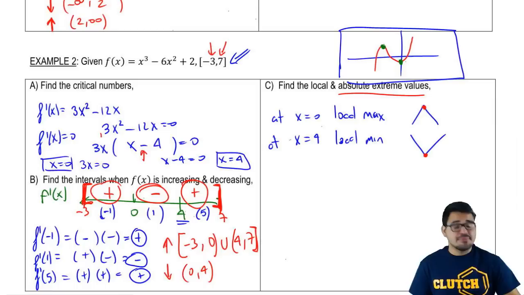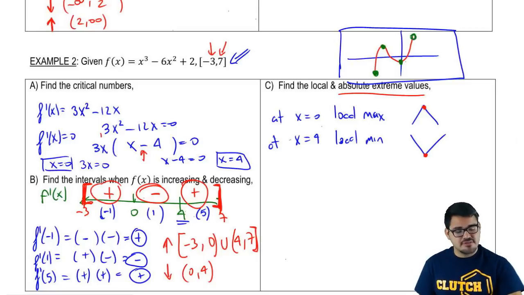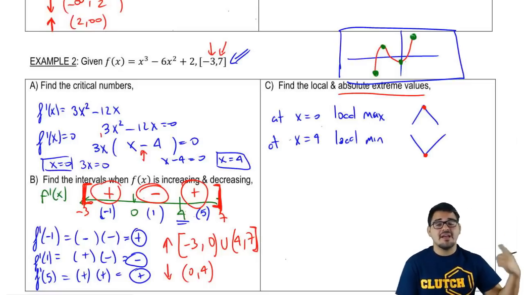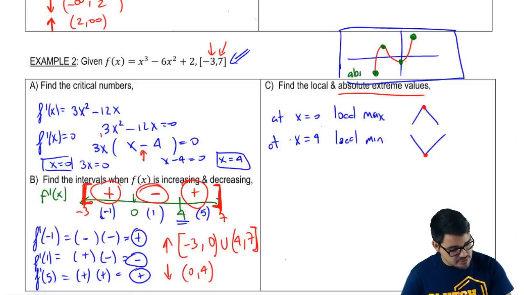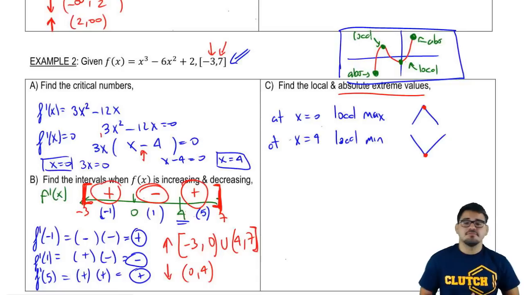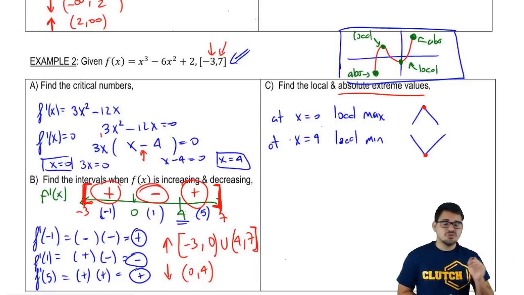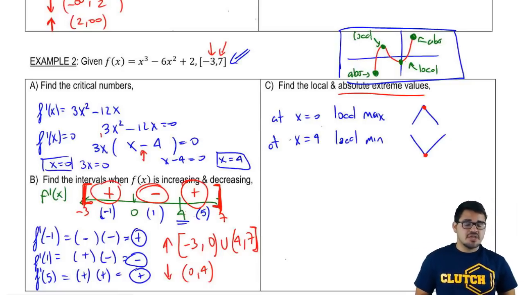I can have an absolute min, which is going to be right here because that is my lowest point, and then I can have an absolute max because this right here is my highest point. So this right here is going to be absolute, and this right here is going to be absolute, while this right here is local, and this right here is local. Alright? So we went ahead and just talked about local and absolute all at once.